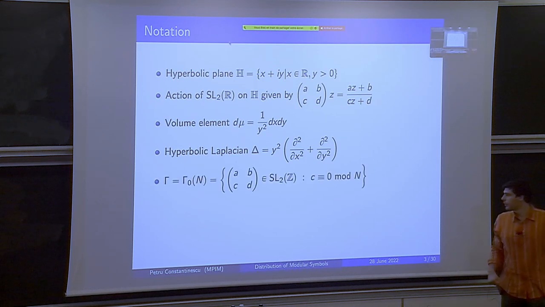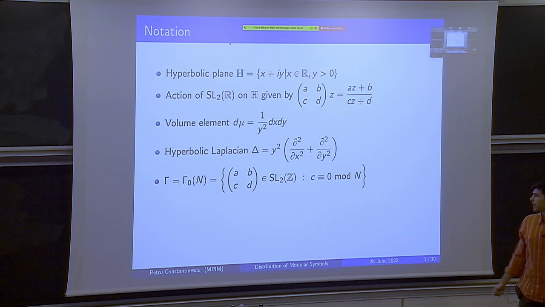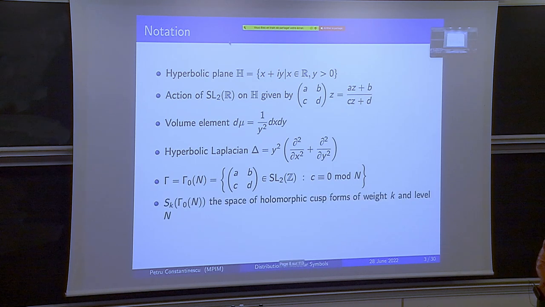And for my talk, Gamma_0(N) will be the Hecke congruence group of level N, so matrices with integer coefficients such that N divides c. And S_k(Gamma_0(N)) are the holomorphic cusp forms of weight k and level N. So I'll assume they are cusp forms.